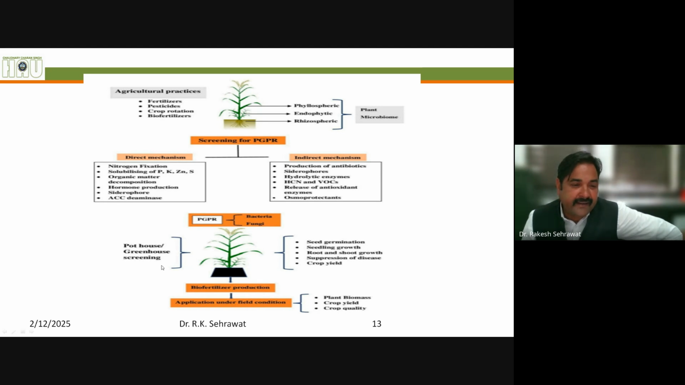Now for screening, we have to go with the pot house screening, greenhouse screening, then followed by the field trials, then diversified field trials.